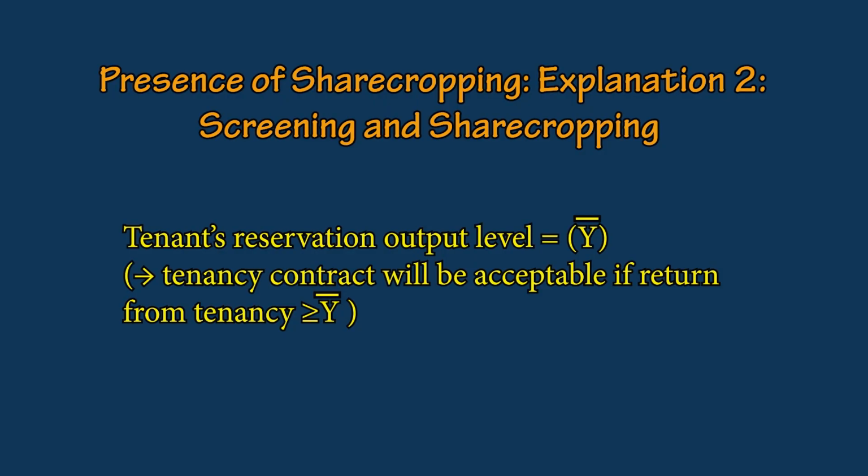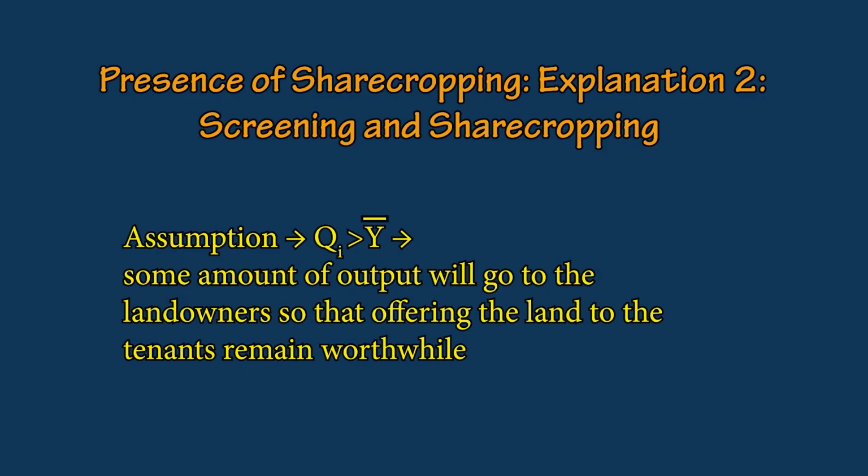However, we are making 2 simplistic assumptions. The first assumption is that the tenant has a reservation output level Y bar. Now, this in turn implies that the tenant will accept the tenancy contract only if she gets a return at least equal to Y bar. At the same time, let us assume that for every possible output level Qi, the value of Qi is greater than Y bar. This means that some amount of output will go to the landowners in every possible situation. Now, this will actually incentivize the landowner to enter into land contracts.